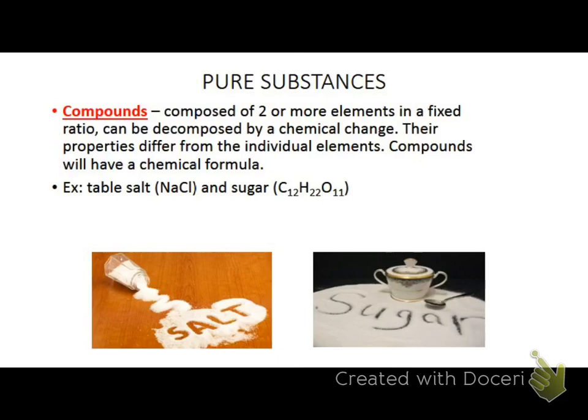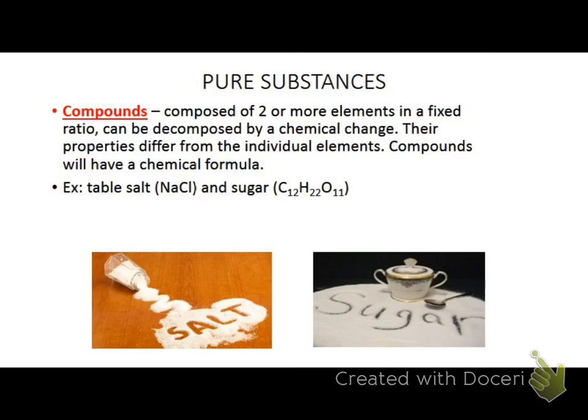Compounds. Compounds are the second type of pure substance. They are composed of 2 or more elements in a fixed ratio, and they can only be decomposed by a chemical change. For instance, water: if I pass an electric current through water, then it will break back into hydrogen and oxygen gas, okay? The other thing is, the properties of compounds are very different from the individual elements themselves.